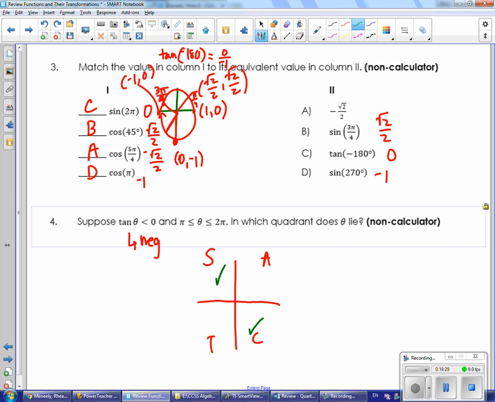And then if I look at the second constraint, it tells me that theta has to be between pi and 2 pi. Well, here's pi, and here's 2 pi. So because it's between pi and 2 pi, I'm looking at the lower half of my unit circle. So that tells me that theta must either be in quadrant 3 or quadrant 4. Theta has to lie in the quadrant where both of these constraints are met. And so that's going to correspond to quadrant 4.